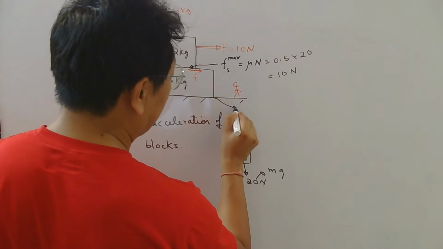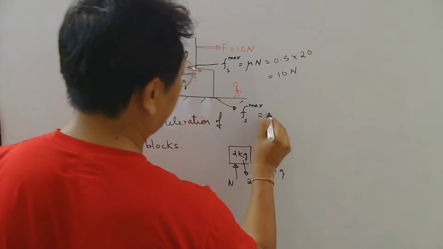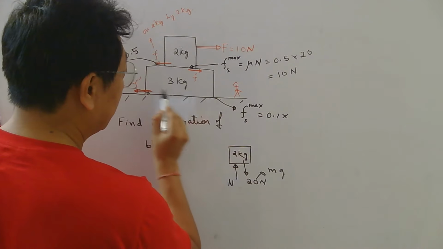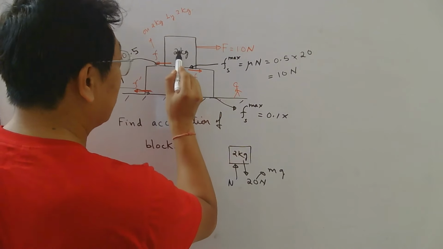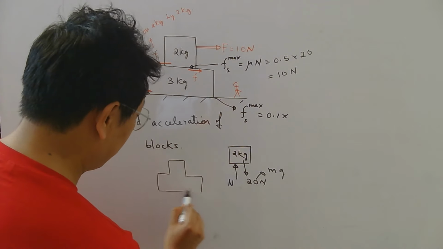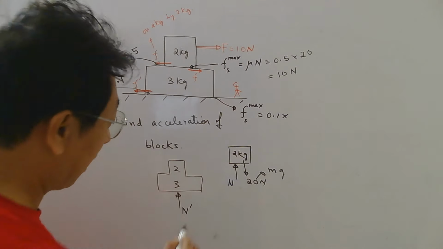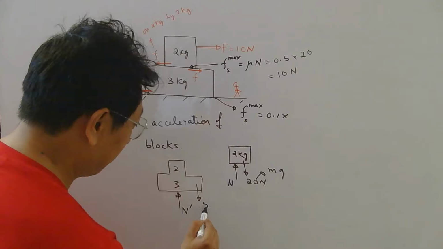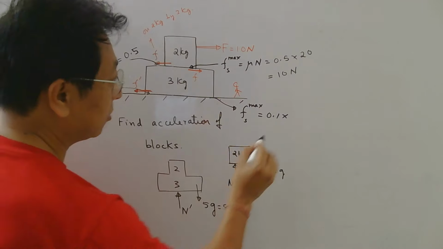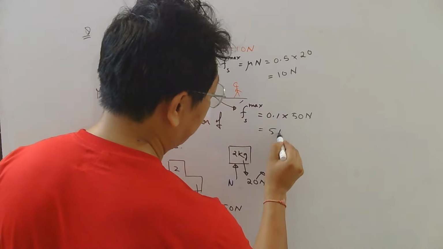Similarly, what is the maximum static friction here? You calculate mu. What is the mu value here? 0.1 into normal. Now be careful, the normal here is not 3g, because the normal here has to balance the weight of the 2 kg block also, isn't it? So if you take these 2 and these 3 as a system together, then the normal here, let me call it N dash, should balance the weight of both of them, that is 5 kg, which is 5g, which is 50 Newton. So normal is 50 Newton, which multiplied by 1 by 10 gives 5 Newton.